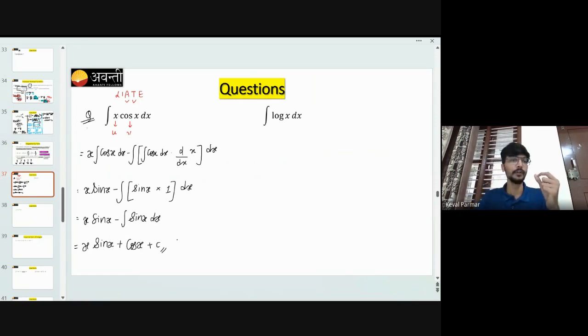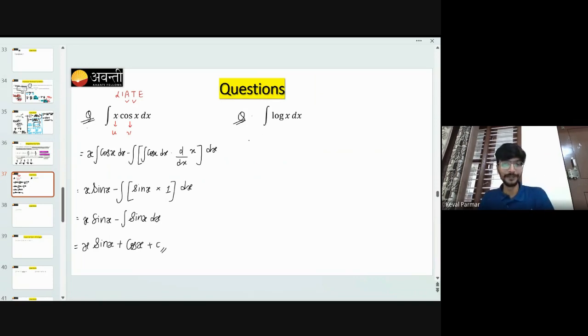It is very simple. You just need to identify u and v and then use the direct formula. Now this second question is a good question because here we don't have another function. We have only one, which is log x. There is no product of two functions.